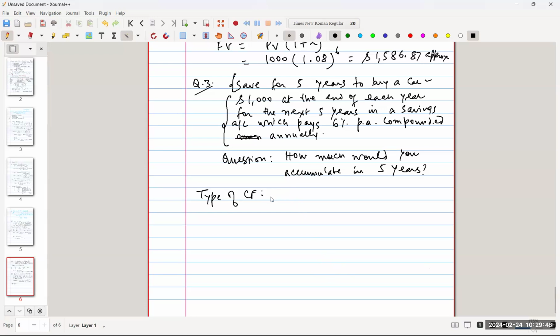And while you're telling me it's an annuity, what kind? Is it an ordinary one or an annuity due? Ordinary is correct, because in an ordinary annuity, the cash flow occurs always at the end of the time period. So the question says at the end of each year. So therefore, it's an ordinary annuity.